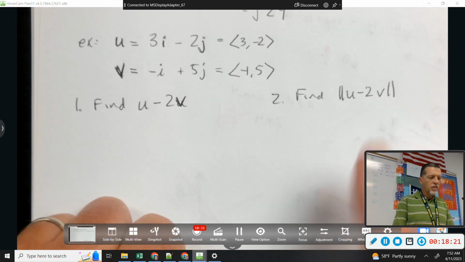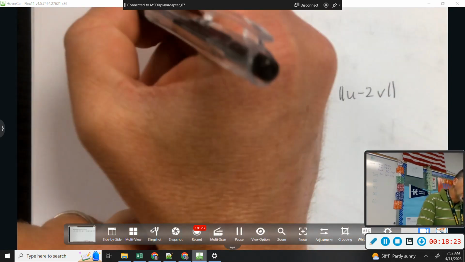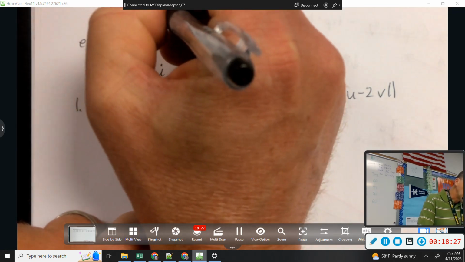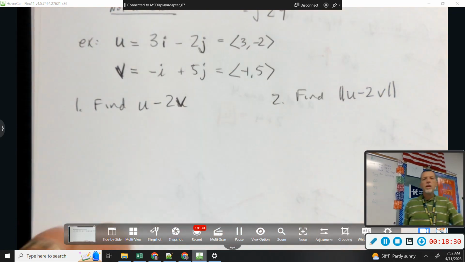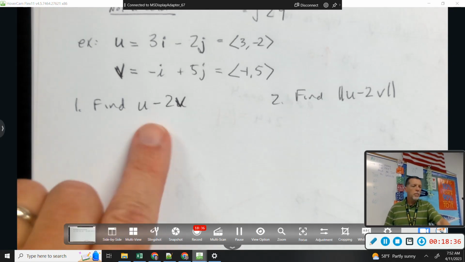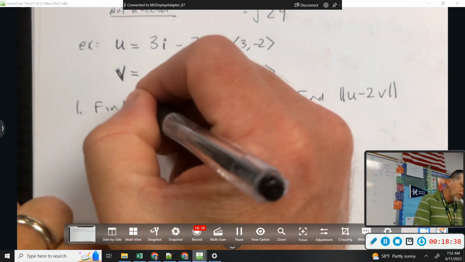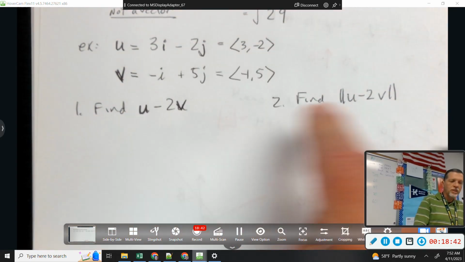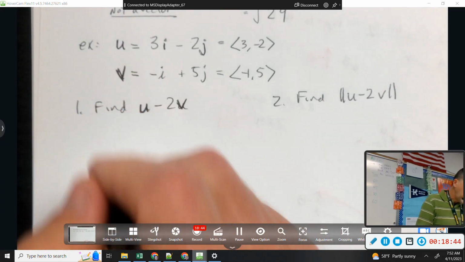Length. I didn't say this earlier, but length is not a vector. It's just a number. It's a scalar. So when you find length, you just give one number. How long is it? 12, square root of 29, whatever. Just how long it is. But this one, u minus 2v, is going to stay a vector. So let's do this one first, and then this one will lead to this answer.